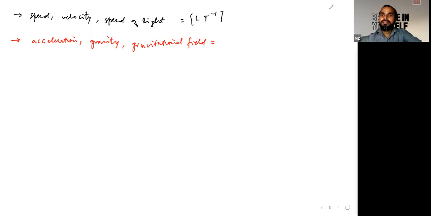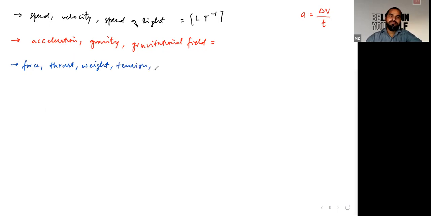How to define acceleration? You must have learned acceleration is nothing but change in velocity divided by time taken. Delta velocity, the change of velocity, divided by time. So just put the dimensions and try to simplify it to find the acceleration. Yes, acceleration is L T to the power of -2. Good.